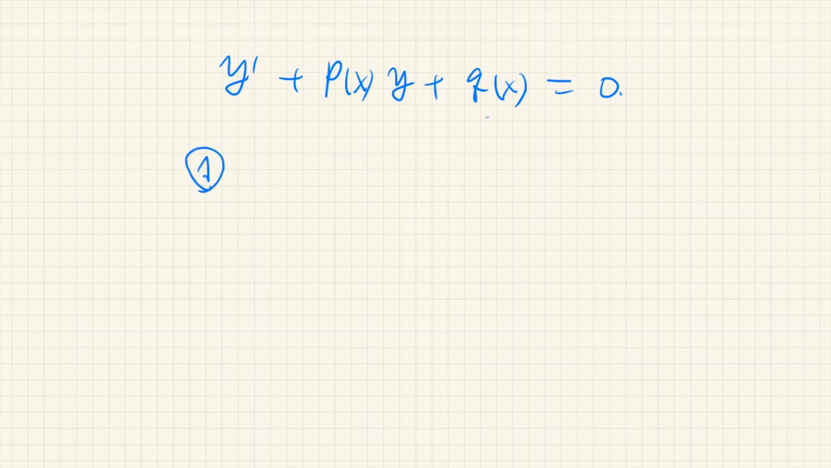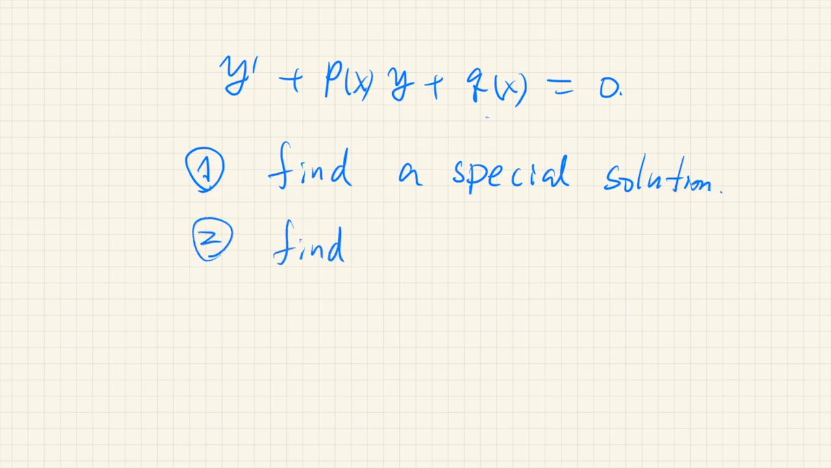Okay, next let's consider the inhomogeneous case. That is y prime plus some function p of x times y plus some function of x, that is q of x equal to 0, where this q of x is not equal to 0. So as we have learned in the previous video, what we need to do is two things. First, find a special solution. And two, find the general solution of the homogeneous counterpart.